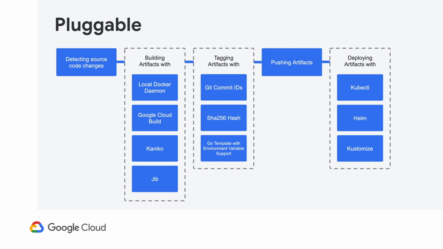Skaffold also has a pluggable architecture that lets you choose the tools in the developer workflow that work best for you. You can choose different build configurations, builders, and deployment tools, whatever you're using today. For example, Skaffold works with Jib, Google Cloud Build for remote builds, and Kaniko for doing builds directly in your Kubernetes cluster. It also supports popular deployment methods besides using kubectl, such as Helm and Kustomize with a K.